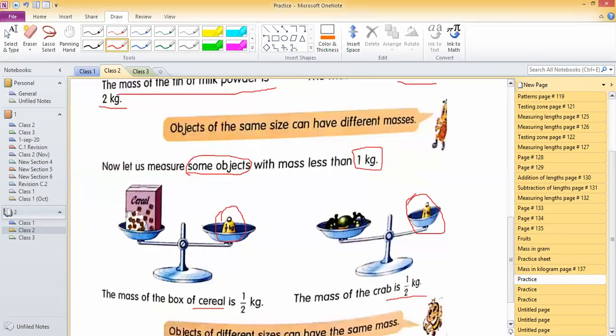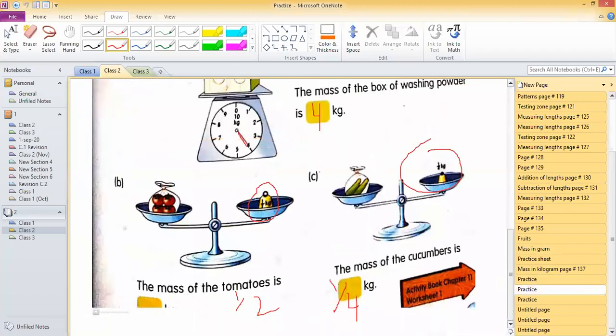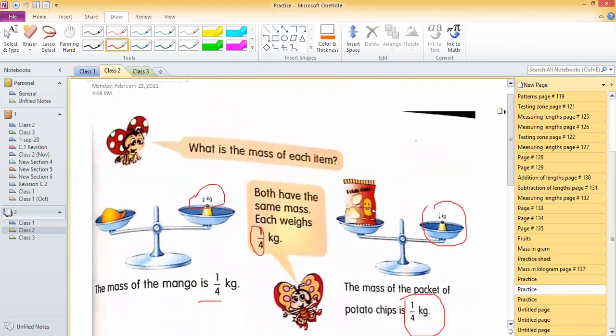We also measure objects which are less than 1 kg, like this box of cereal. This is not half, this is less than half, and this is 1/2 kg. 1/2, we read it as half. So this is 1/2 kg, and the mass of this crab is also 1/2 kg. We also check the mass of each item. The mass of the mango is 1/4 kg, and this potato chip packet is also 1/4 kg. How do you know? Because on the weight it is written that it is 1/4.